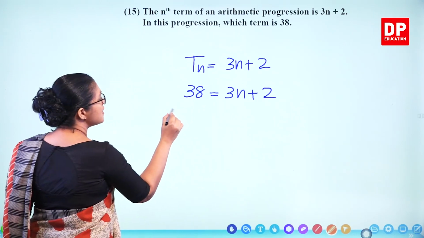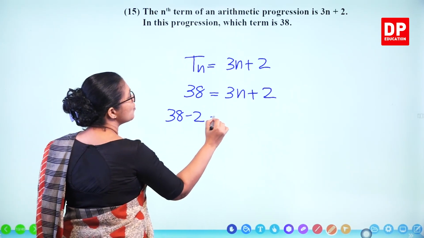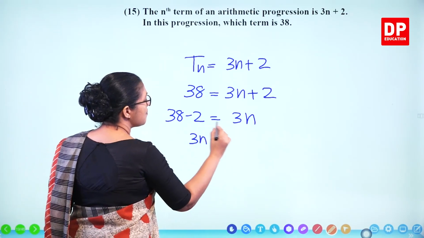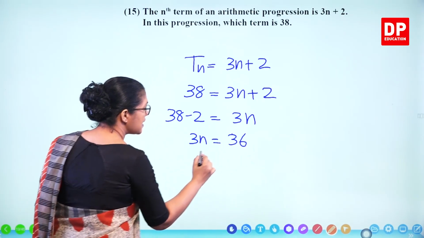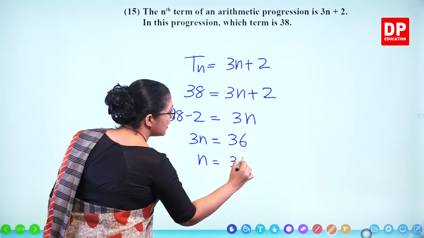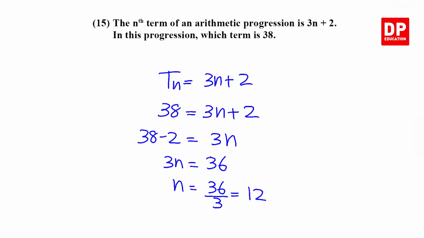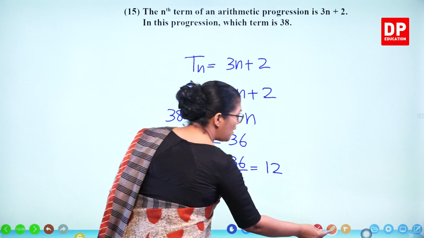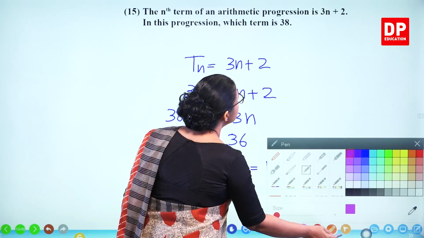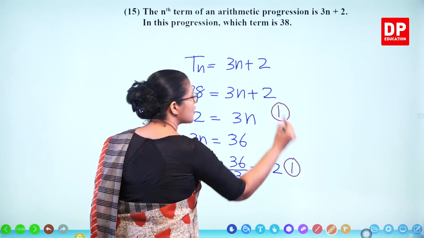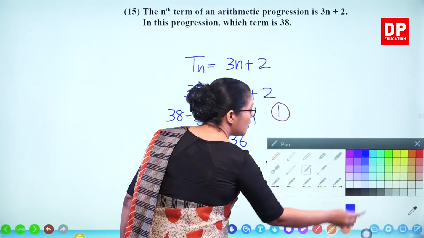Take 2 to this side. 38 minus 2 is 3n. So 3n equals 38 minus 2 becomes 36. N becomes 36 divided by 3. That's 12. So 12th term is 38. 2 marks for the whole question.